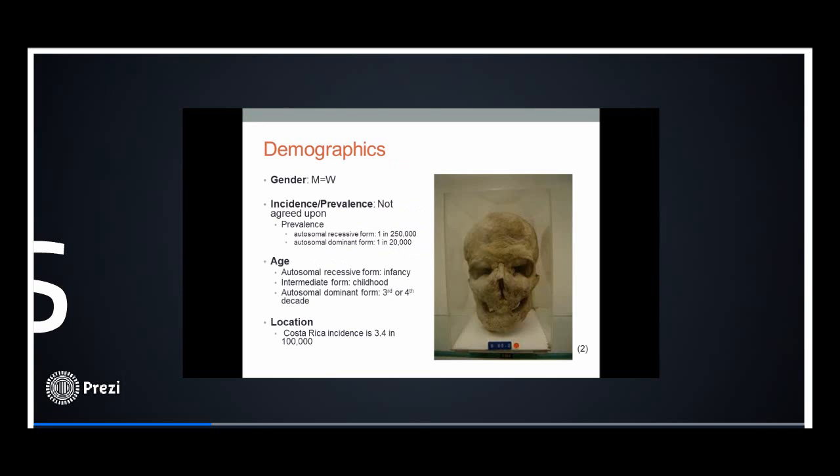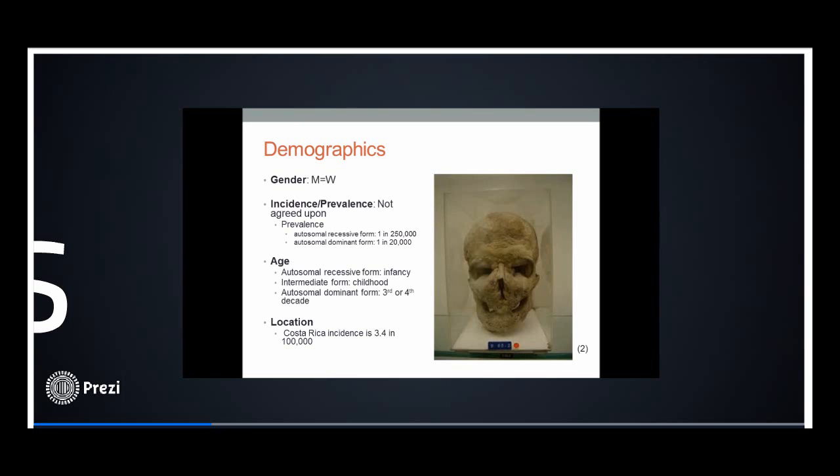Osteopetrosis has not been found to have a gender predilection, and its incidence and prevalence are not well agreed upon in literature. Some sources say 1 in 100,000 to 500,000, while other sources give prevalence based on the form of the disease being considered. The prevalence of the autosomal recessive and dominant forms are 1 in 250,000 and 1 in 20,000 respectively.